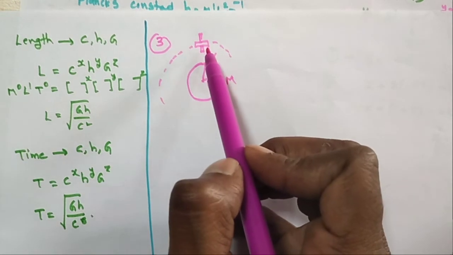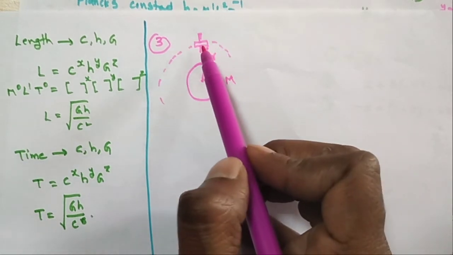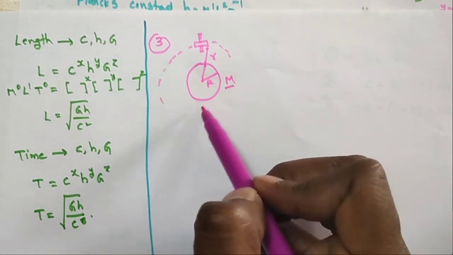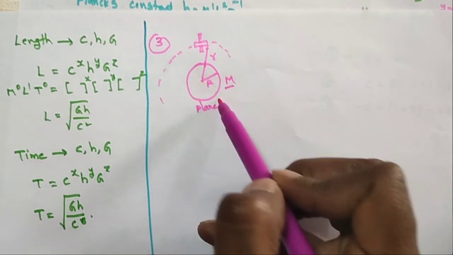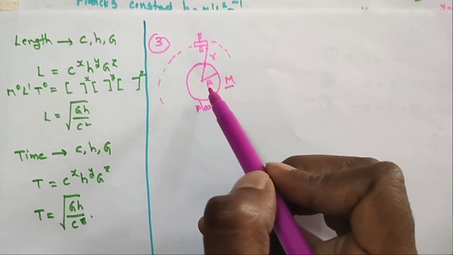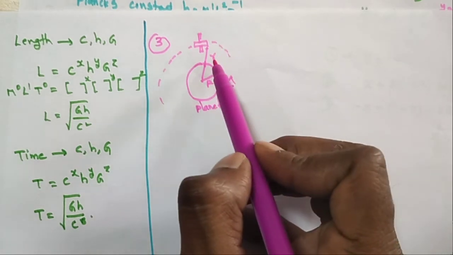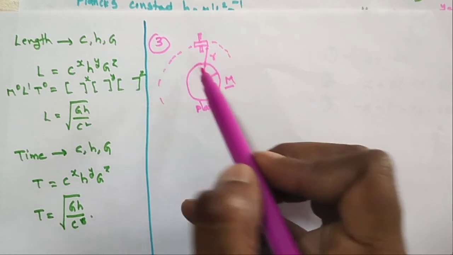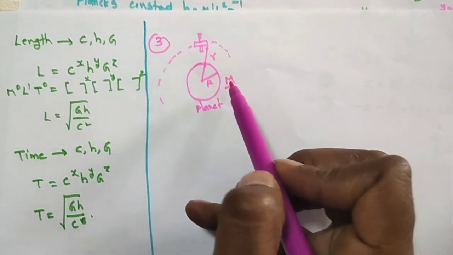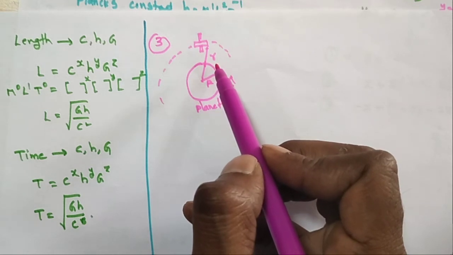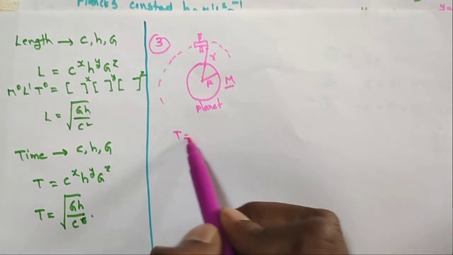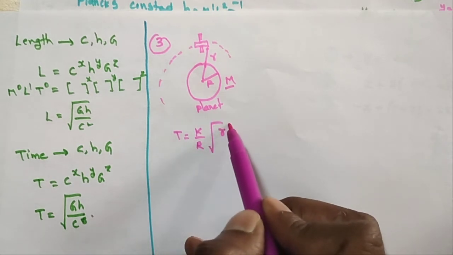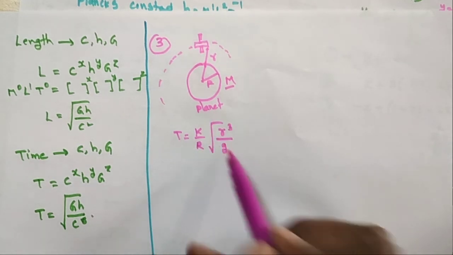So one satellite is there, and the satellite is revolving around one planet. What is the mass of the planet? M. This is a planet, taking the earth. The planet mass M, radius capital R. This small r is the radius of the circular orbit. Using the dimensional formulas, you find out t is equal to k by capital R and root of r cube by g.